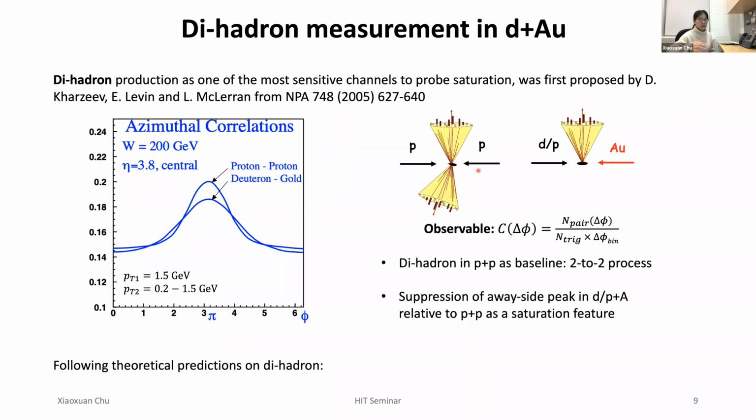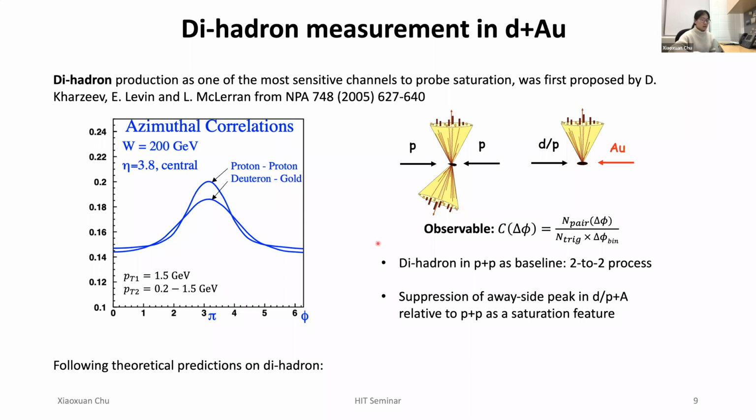For pp collisions, it is a baseline study with a typical 2-to-2 process. The two partons interact with each other and generate back-to-back dijets, or two high-pT particles in opposite directions. This gives us the two-particle correlation, which peaks at delta phi equals pi. So this is the correlation for pp collisions. For pA or dA collisions, since the nuclear beam involves gluon saturation, that will generate a suppression of the back-to-back correlation in d-gold collisions compared to pp. This suppression of the back-to-back correlation is taken as a saturation signature.